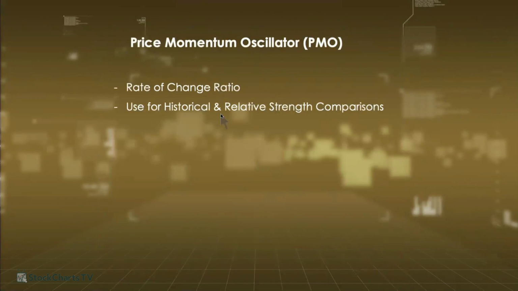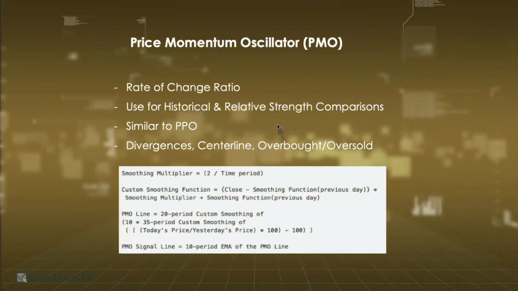So like I was saying, with the MACD, you can't really go back in time on a daily chart and see it, but you can do that with the PMO. It is very similar to the PPO, and you're going to see that when I show you the chart. You can use it for divergences. I follow the center line. You can use overbought, oversold. Of course, the crossovers are what gives us our PMO signals that I'm always writing about.